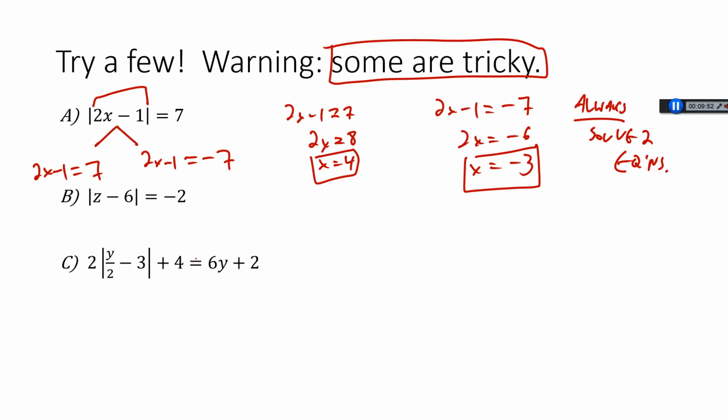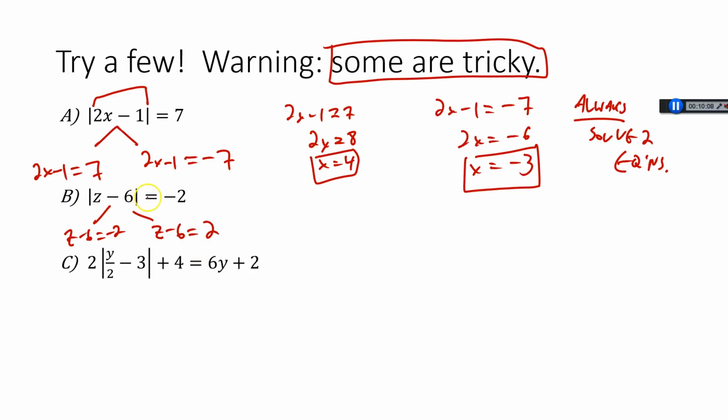Take a look at b. So for the letter B, you might be tempted to split it off. Z minus 6 could be negative 2, or Z minus 6 equals positive 2. Now, those two will both give you solutions. This would be positive 4. This would be negative 8. But if you plug those in, watch what happens.